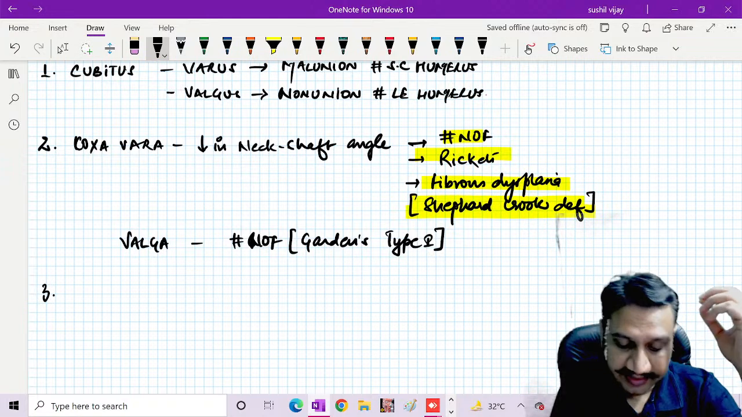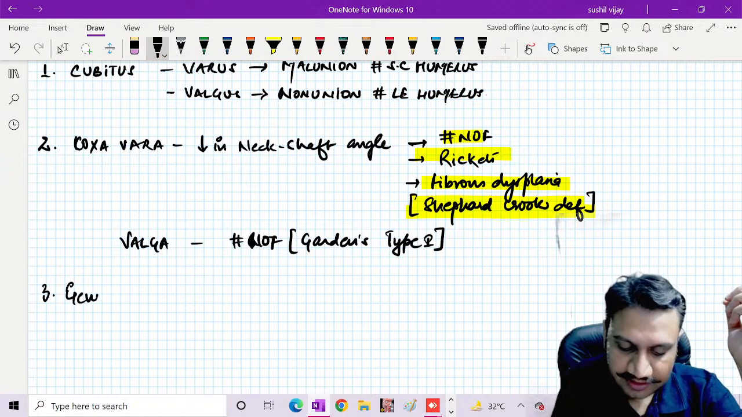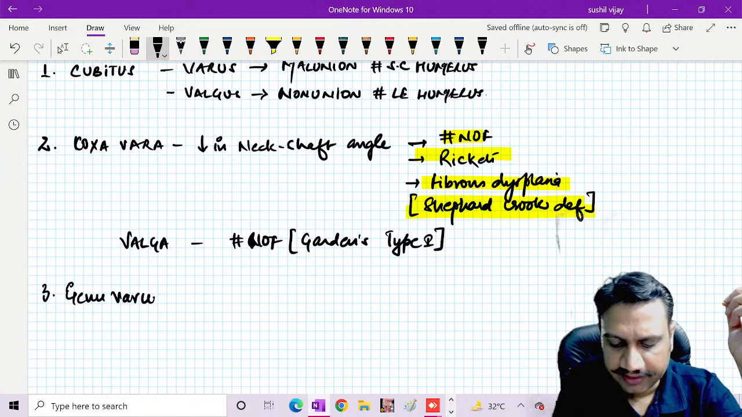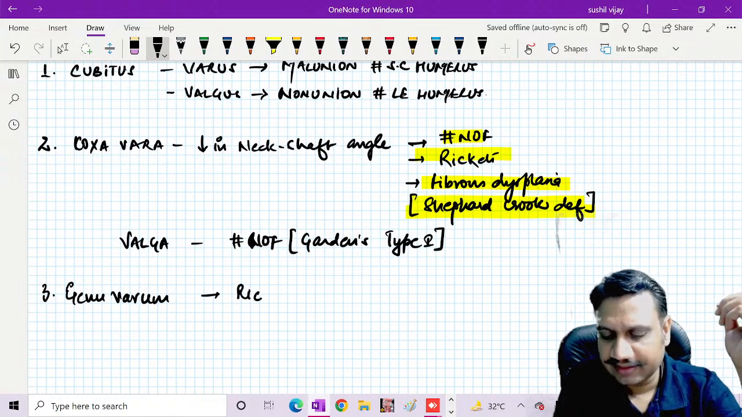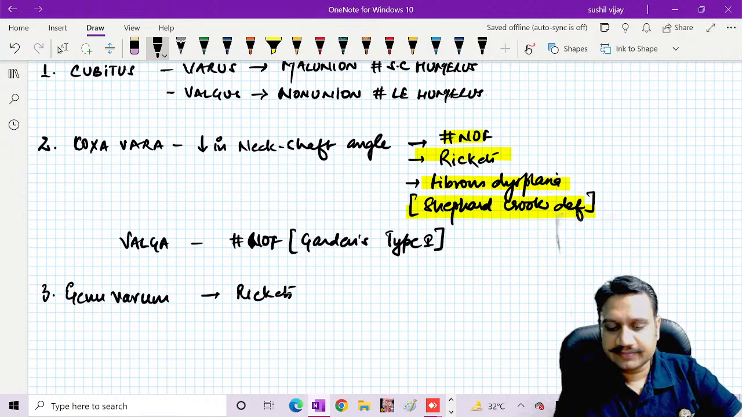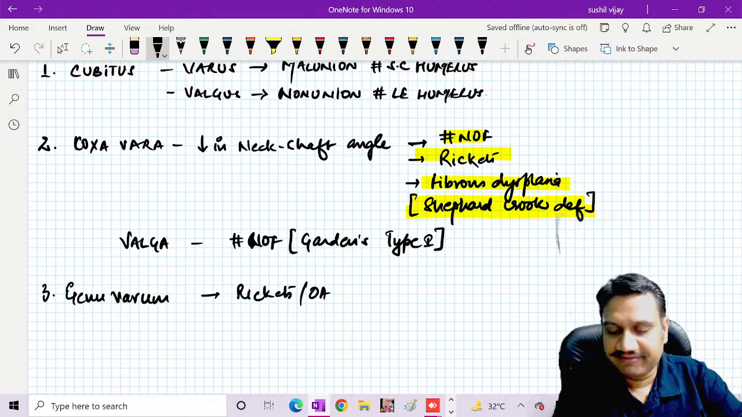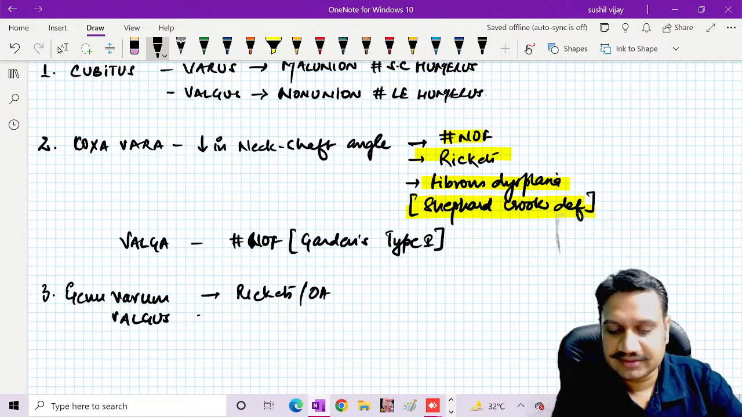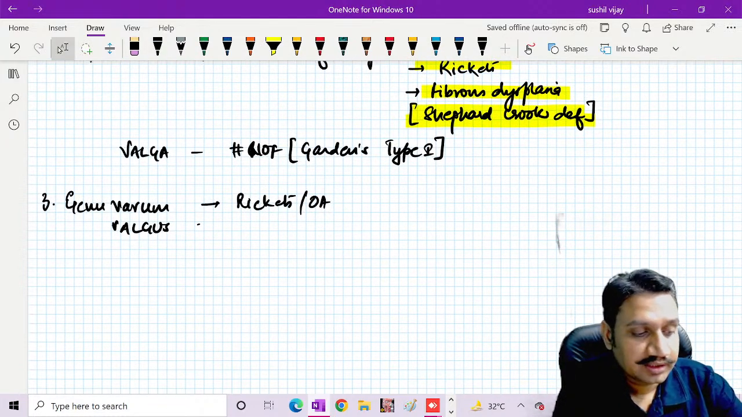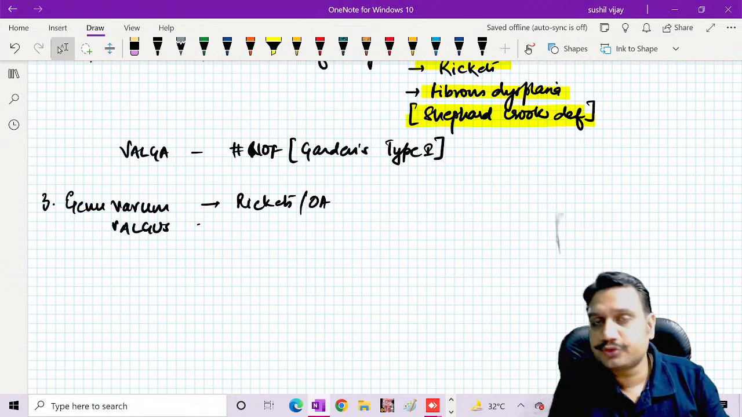When we talk about the knee area, please remember that the genu deformities are not very special ones. Genu varum can be seen in rickets or osteoarthritis. And genu valgus as well, same, rickets and osteoarthritis. So varum and valgus can be seen in both conditions. Okay, so this is one deformity part.